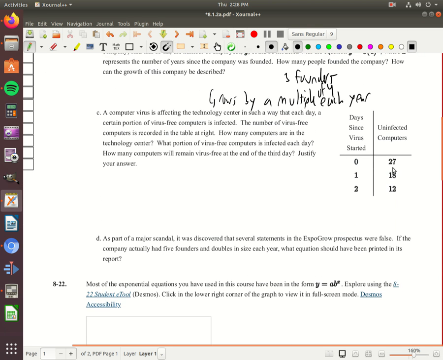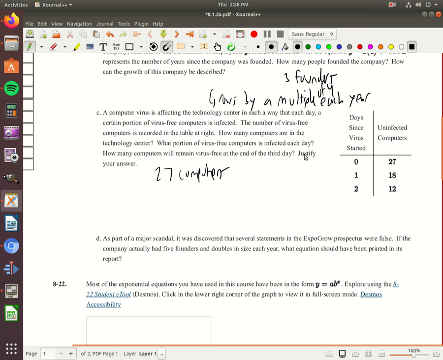All right, so a company virus is affecting the technology center in such a way that each day a certain portion of the virus-free computers is infected. The number of virus-free computers is recorded in the table at the right. How many computers are in the technology center? Well, it looks like 27, right? There's 27 computers there, and none of them were infected at the beginning. So 27 computers.